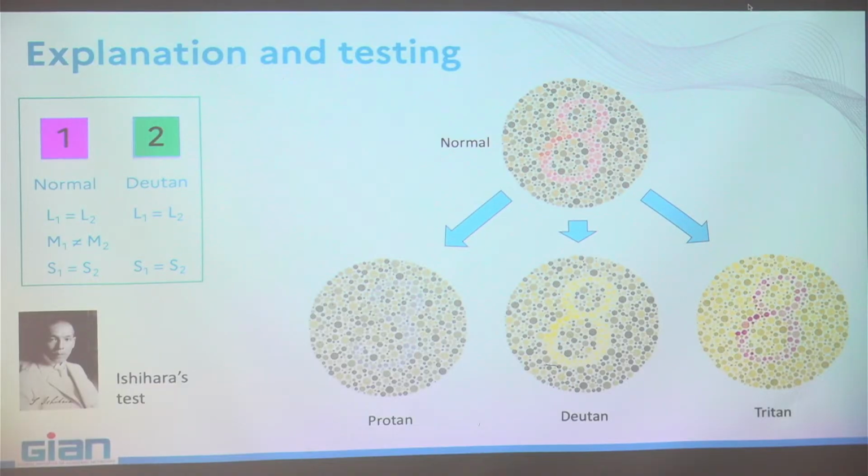are missing. And look here, this is the Ishihara test. If you go to the doctor, they can show you that. Here, if you have normal vision, you see 8. If you are protan, you don't see anything. If you are deutan or tritan, you see different things.